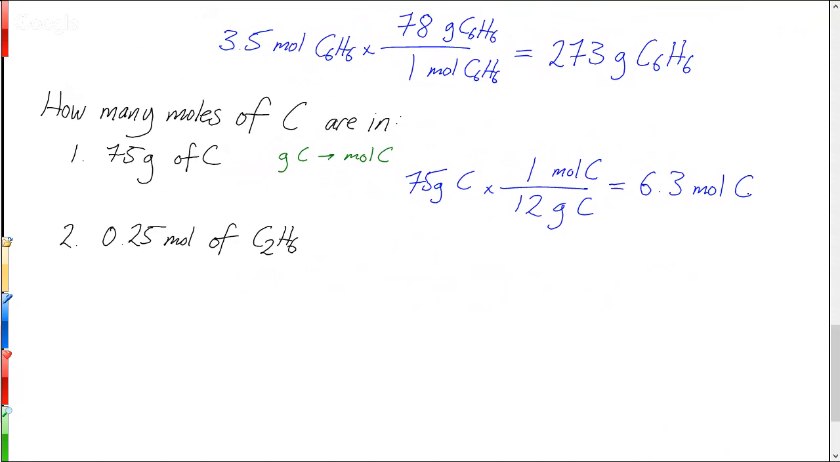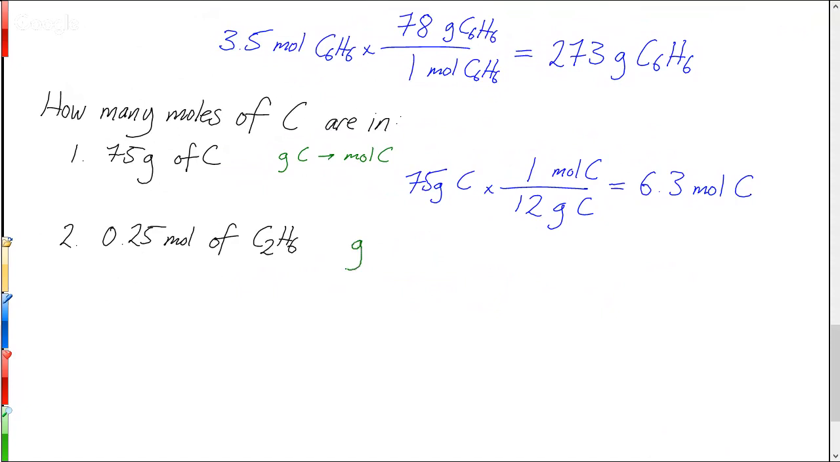And then the second question is a little bit different, because we're not going grams of something to moles of something. We're going moles of something to moles of something else. So in this case, we're not going to calculate a molar mass because there's no grams involved. And that's a common mistake when you see problems like this. How many moles of carbon are in 0.25 moles of C2H6? That's moles to moles. There's no grams involved there. So we're not going to use any kind of molar mass.